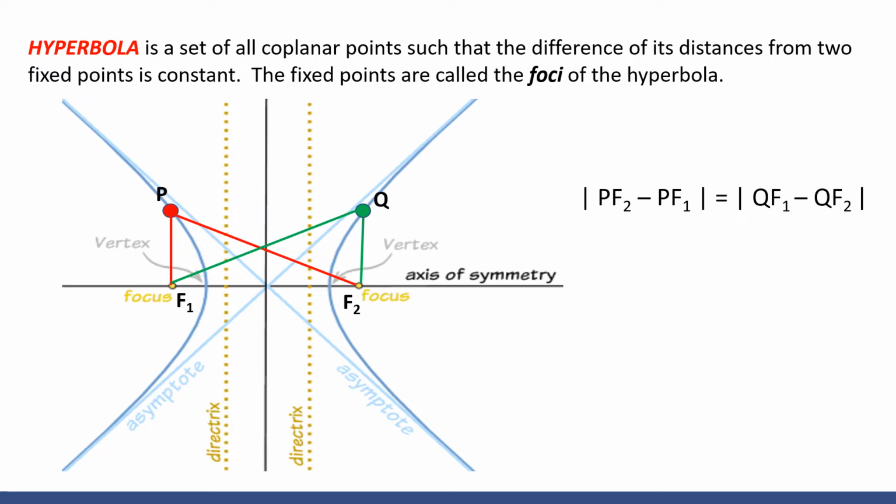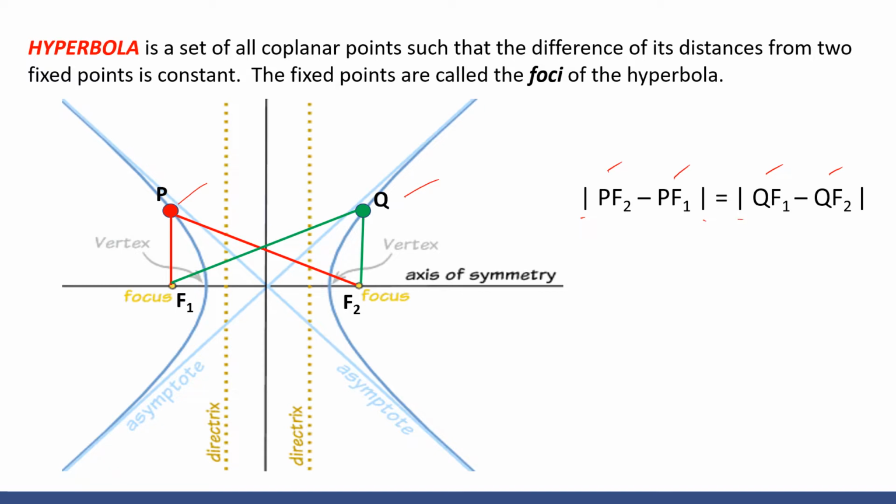And based from the given definition, the difference of its distances from two fixed points is constant. What do you mean by that? Suppose there's a given point P here and point Q here. If you notice, the distance of the farther point P, f sub 2, minus the distance of the closer point P, f sub 1, is equivalent to the distance of the farther point Q, f sub 1, minus the distance of the closer point Q, f sub 2. And since we are talking of distances, it is but appropriate to have this symbol, absolute value.